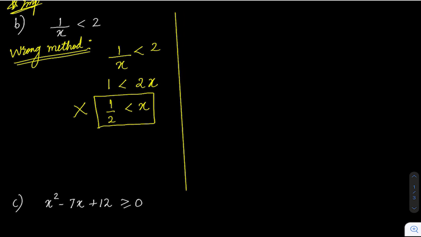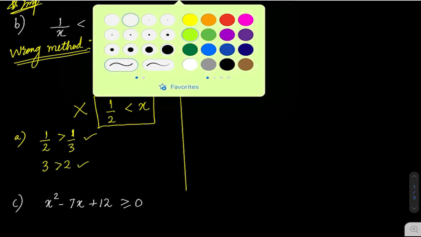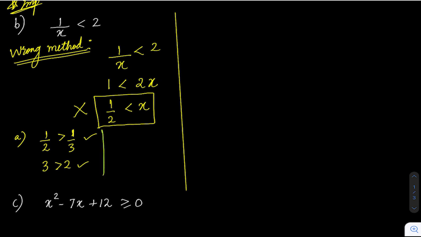Okay, so let's take very simple examples. Let's take this example: 1 by 2 is greater than 1 by 3. Yes, correct. It is greater. Now you cross multiply. So you will get 3 greater than 2, which is also correct. Perfect. No problem here.